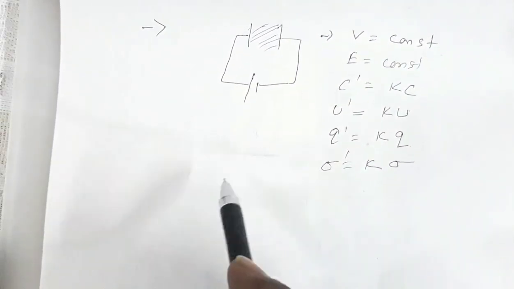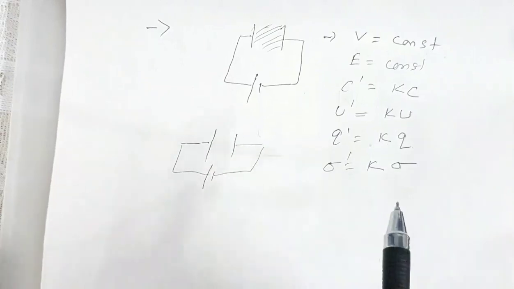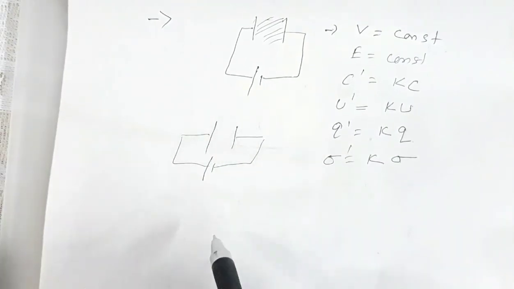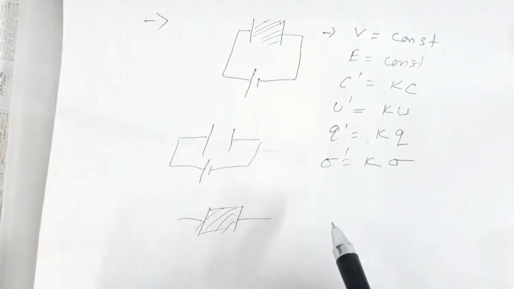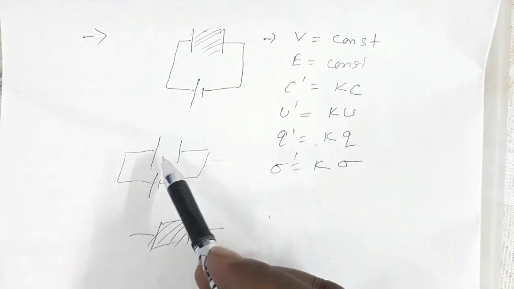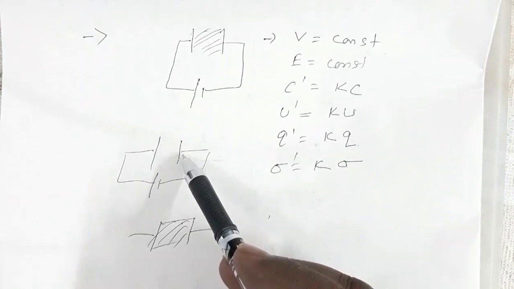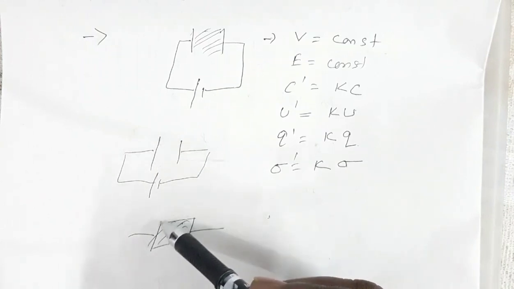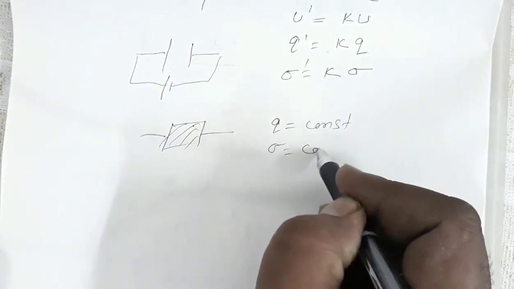Now, second case, suppose you have a parallel plate capacitor and it is charged by connecting it to a battery, and now the battery is disconnected and a dielectric is introduced. Now in this case, battery has given some charge to the capacitor. Now the battery is removed, so this is an isolated system, and now the dielectric is introduced. For an isolated system, charge is a conserved quantity. So it means that Q will remain constant, sigma will remain constant.